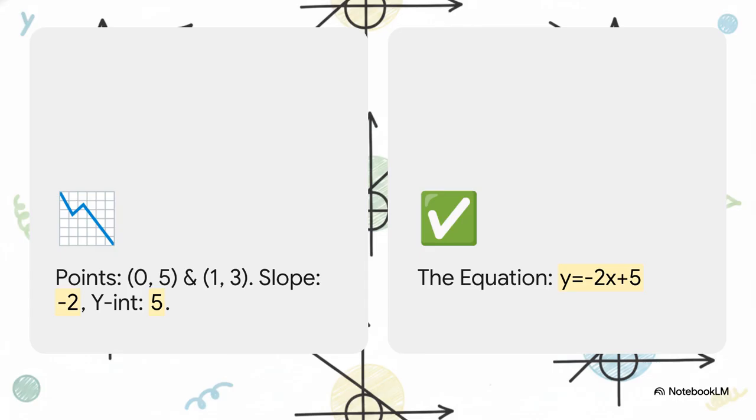For step 3, check the y-axis. Our line crosses beautifully at positive 5, so b is 5. Plug those in and flawlessly we get y equals negative 2x plus 5. See, the system works every single time.